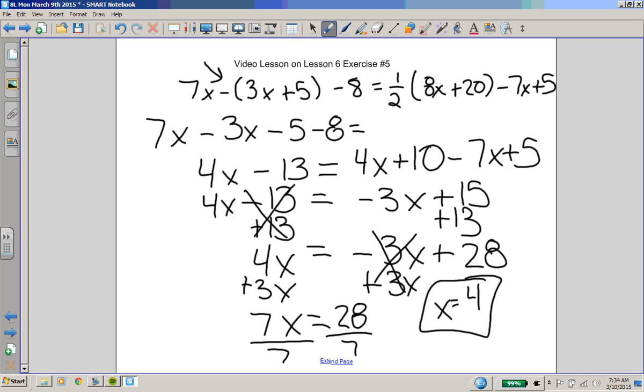Is there more than one solution? Could I say x equals 3? Could I say x equals 2? I would like you to try that on your own and check in with me when you are finished.